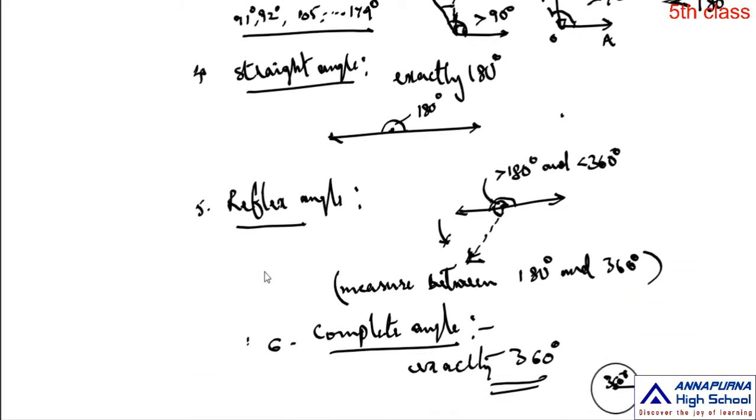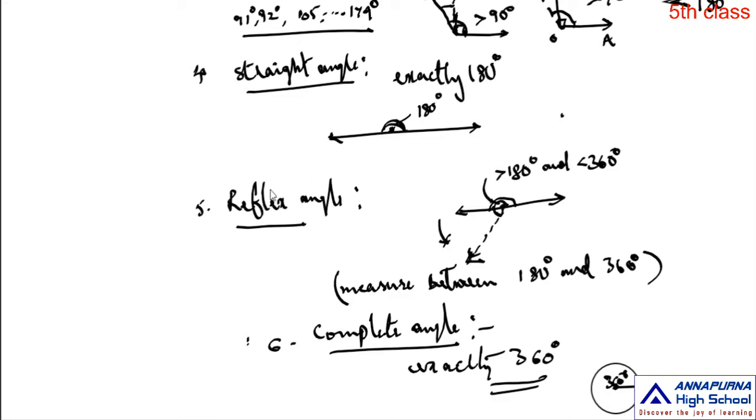Now come to the next one. The fourth one is straight angle. Straight angle means whose measure is exactly 180 degrees. Suppose you measure the angle here, it should be equal to 180 degrees. That means the sum of the angles at a point on a line. So this is the line and this is the point. Suppose you measure this angle, definitely you will get 180 degrees. Such an angle is called a straight angle.